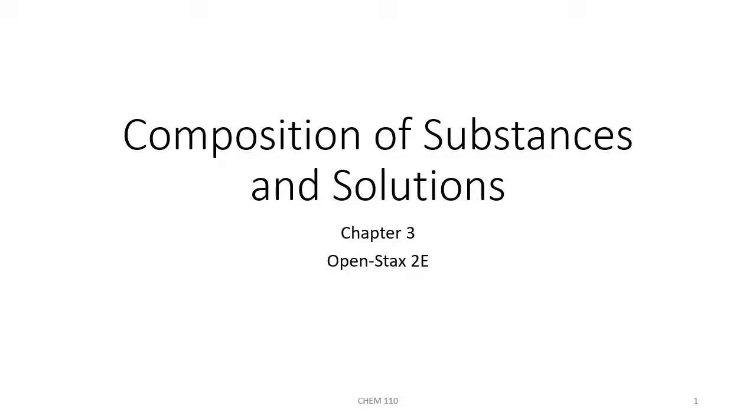Chapter 3 in our textbook is called Composition of Substances and Solutions. We're going to learn about what a mole is and something called Avogadro's number. This will allow us to interconvert between our laboratory scale of grams and that small submicroscopic scale that we can't see of ions, particles, atoms, etc. Later at the end of the chapter, we'll learn about what a solution is composed of and how to calculate molarities of different solutions.